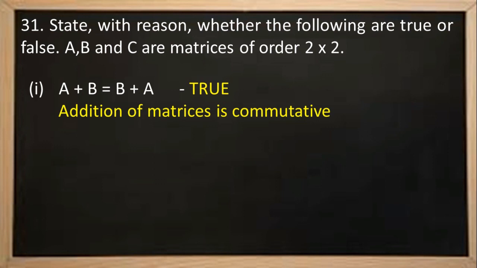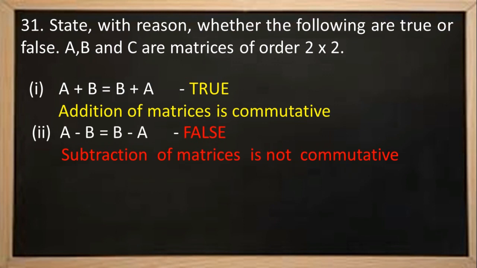And the second question is A minus B is equal to B minus A. Already we have solved certain problems regarding subtraction. Definitely it is false. Subtraction of matrices is not commutative.